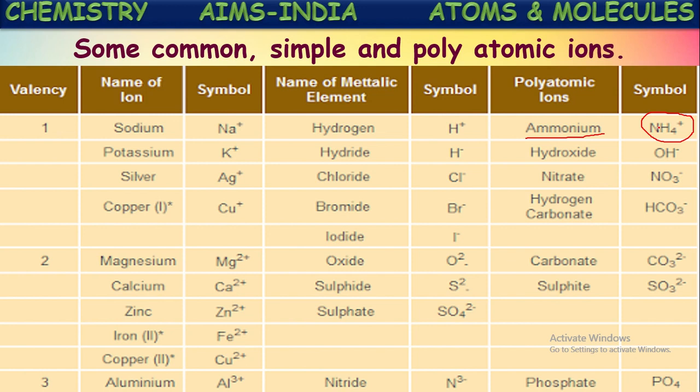See some more ions which we see frequently in our studies. They are shown here. Nitrate ion, hydrogen carbonate, carbonate, sulfite, sulfate. So in this way, different kinds of ions or radicals are formed by the elements. Actually, phosphate is PO4, with charge 3 minus.